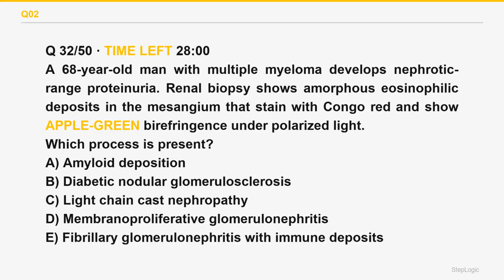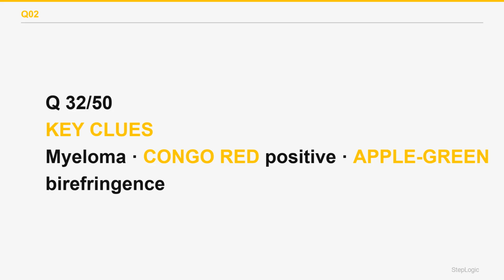A 68-year-old man with multiple myeloma develops nephrotic range proteinuria. Renal biopsy shows amorphous eosinophilic deposits in the mesangium that stain with Congo red and show apple green birefringence under polarized light. Read the command. Which process? One stain and one optical property make this diagnosis unambiguous. Congo red staining with apple green birefringence.